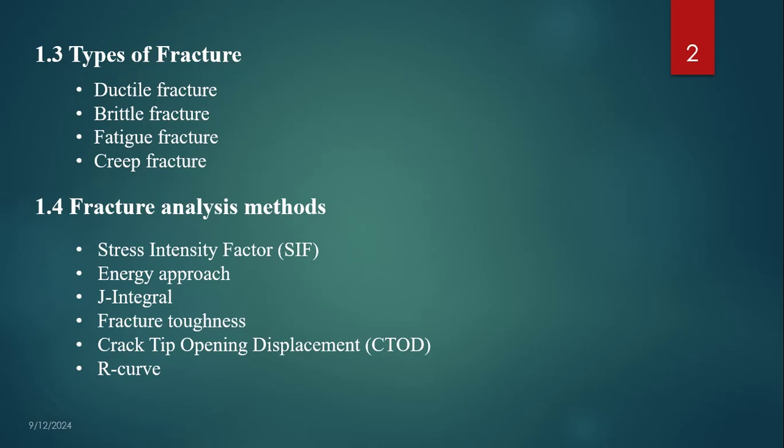Types of fracture. Fracture mechanics can also be classified based on the type of fracture, such as ductile fracture. This type of fracture occurs in materials that can undergo significant plastic deformation before fracturing. Ductile fracture is commonly observed in materials such as metals and polymers, which can undergo large strains before fracturing. Ductile fracture is typically characterized by the formation of necking and void growth before the final fracture occurs.